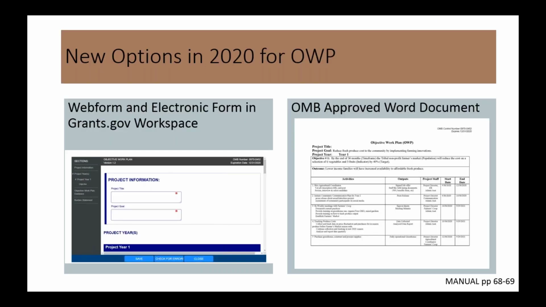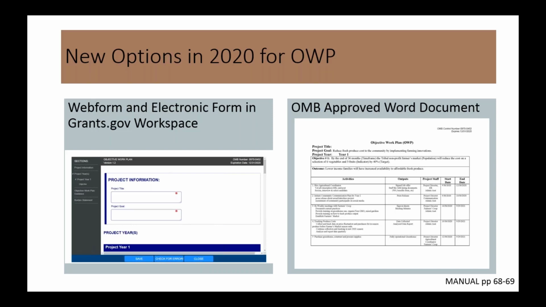Okay, so what's new in 2020 for the OWP is that you are able to upload the Word version of your OWP should you prefer. There really are 3 options this year. There is, like we mentioned, the OMB Word document in the picture on the right of your slide, and the other 2 options are the ones available through the grants.gov workspace. There are 2 forms available in grants.gov.